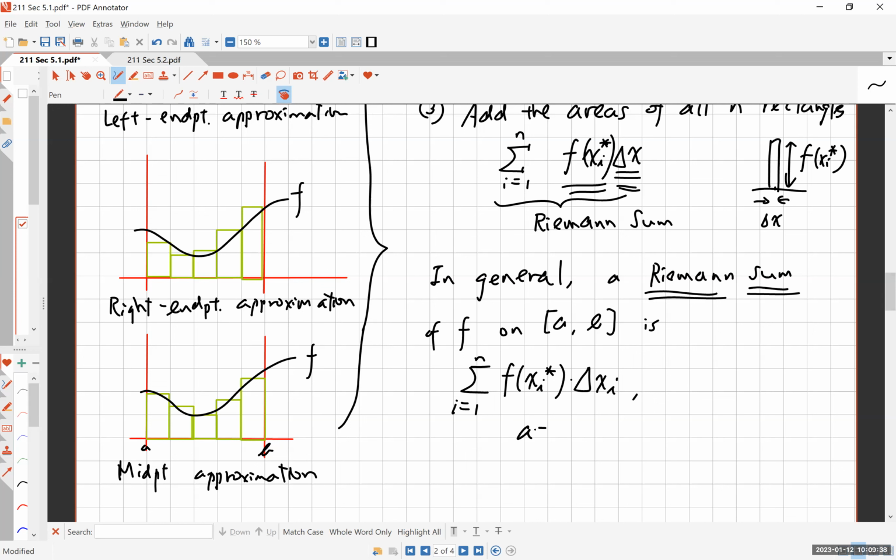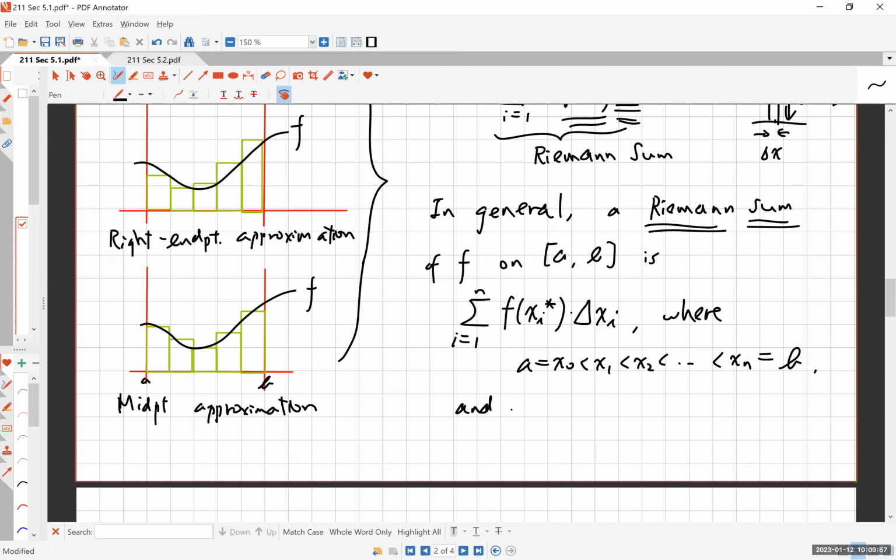So here I am saying a is x_0, which is less than x_1. These will define the partition. You have the n subintervals, the last, x_n, being b, right? And x_i star is in, where? Okay, it's [x_{i-1}, x_i]. So this is the ith subinterval. And you can use this as a definition of a Riemann sum if you like.